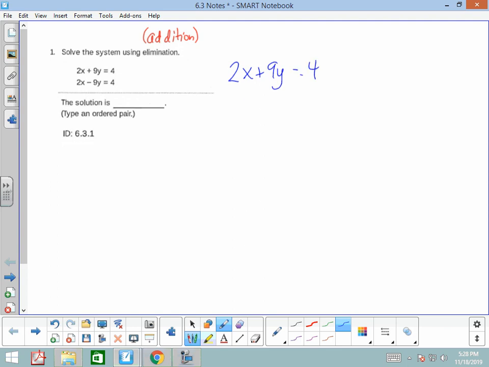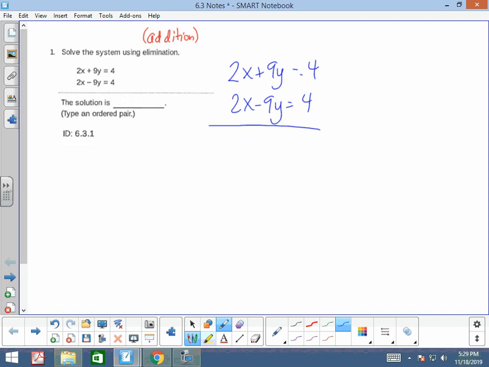So what we're going to do is add these two equations together, and we're going to eliminate the y term, okay? Because 9y plus negative 9y, that's going to be 0y. So we have to add every like term together. So we're going to add 2x plus 2x. And again, we've already decided that the y term is what we're going to eliminate by adding 9y plus negative 9y. And then we're going to add together the constant terms on the other side. So 4 plus 4 is 8.